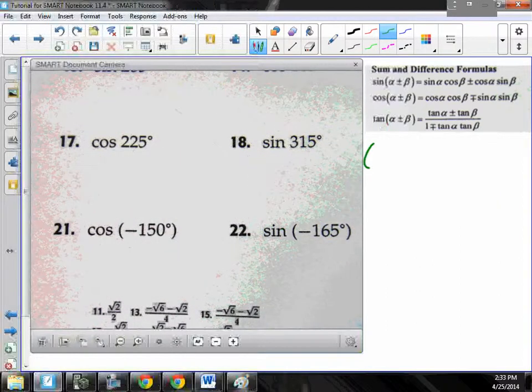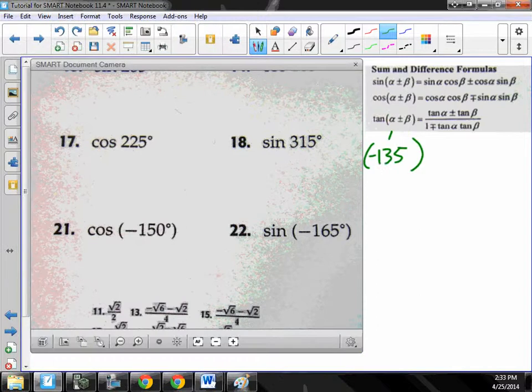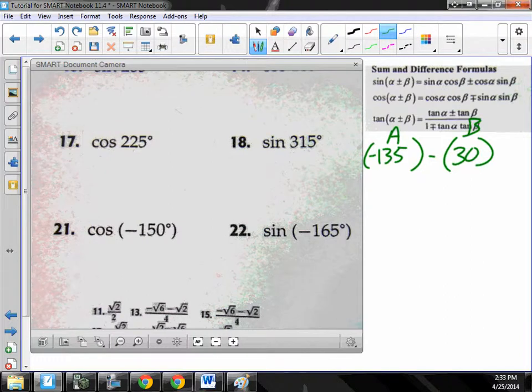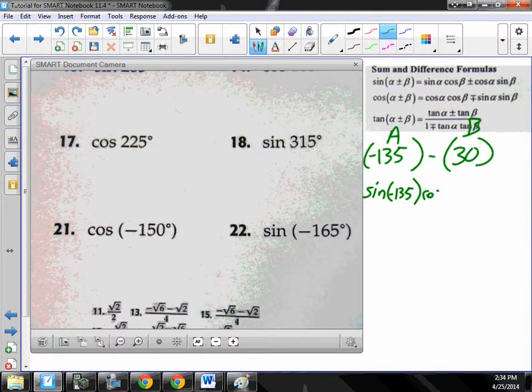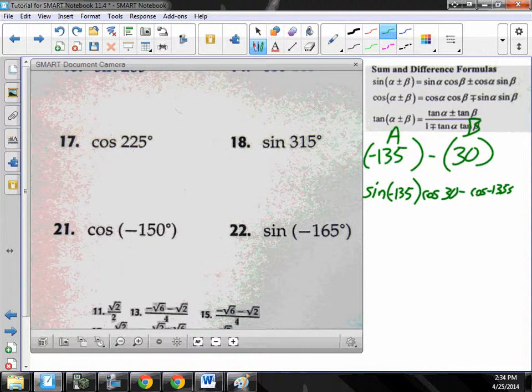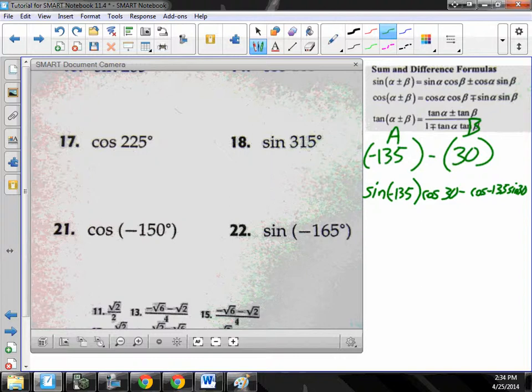So I'm going to set it up as negative 135 is my alpha, minus my beta as 30. So this is a difference formula, and I'm using sine. So sine of negative 135 cosine of 30 minus cosine of negative 135 sine of 30. Well, I don't really like negative 135, but where does negative 135 land?